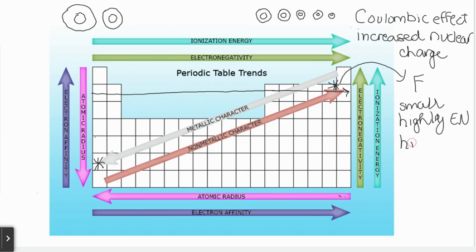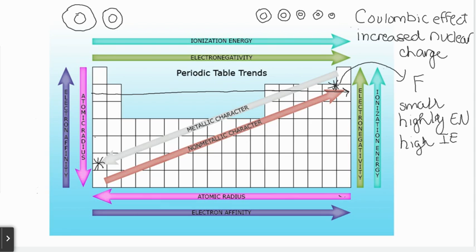It's going to have a high ionization energy. And then there are two other trends, metallic character and non-metallic character. If you remember, metallic character means that it is shiny, ductile, malleable, and a good conductor of heat and electricity. Non-metals are dull, brittle, and they're insulators. So that's what we mean by metallic character and non-metallic character. Fluorine has the highest non-metallic character and the lowest metallic character.